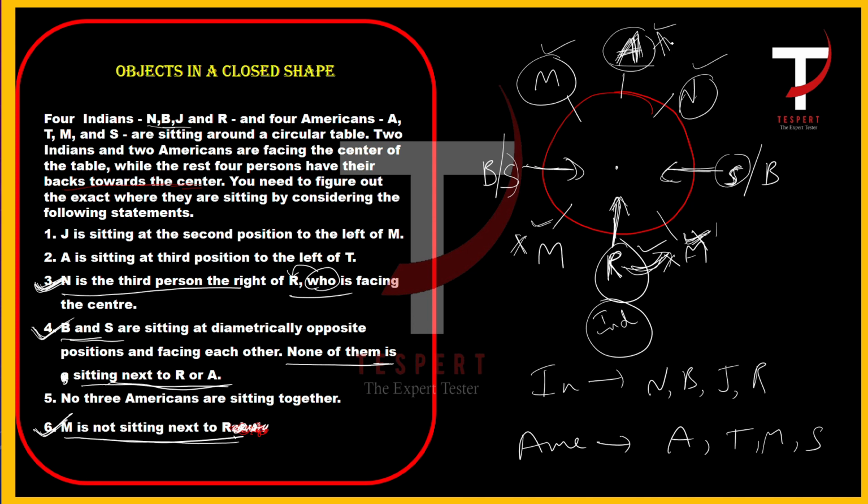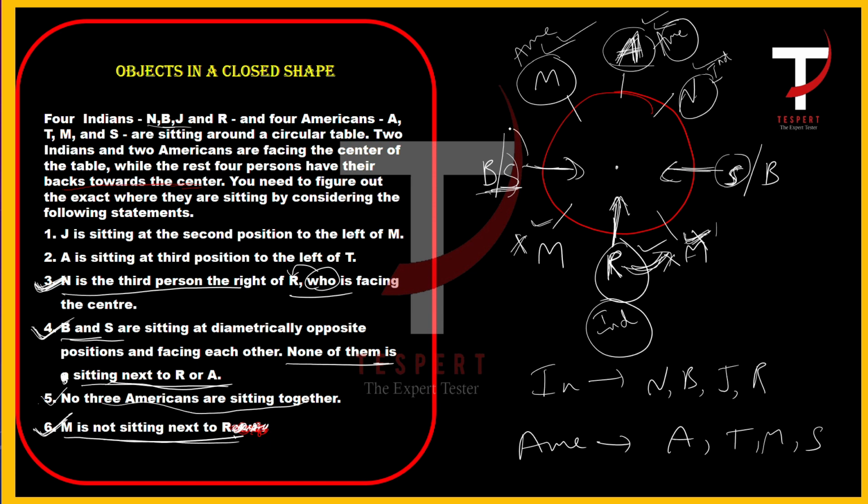Here A is an American, okay? A is an American. And N is an Indian, right? N is an Indian, okay? So M is an American. M is also an American. So here what is the statement? No three Americans. See, consider statement 5. No three Americans are sitting together. So here A is an American. M is also one more American.